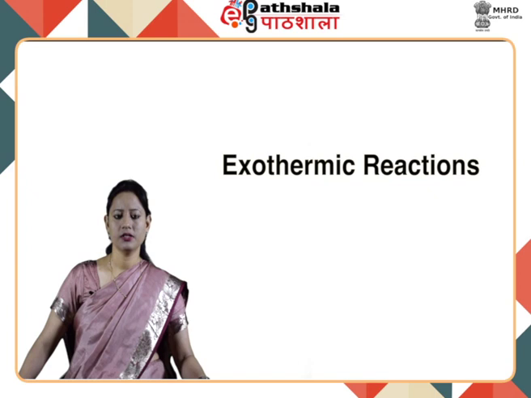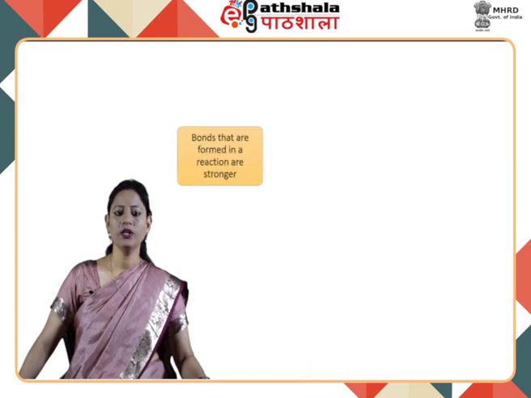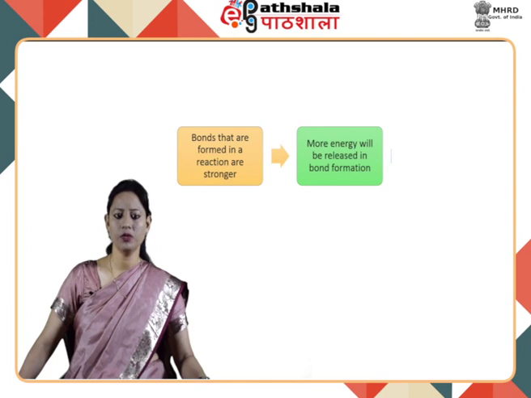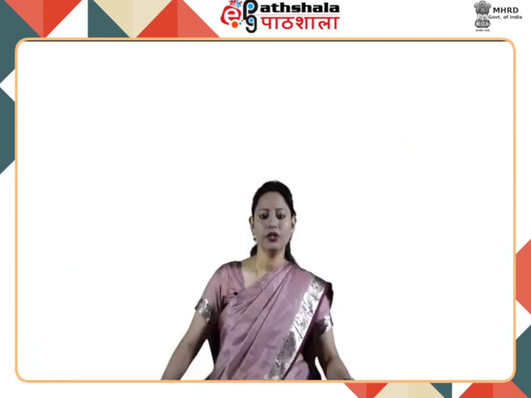Exothermic reactions. If the bonds that are formed in a reaction are stronger than the bonds that are broken, more energy will be released as a result of bond formation than will be consumed in the bond breaking process, and delta H will be negative. Therefore, an exothermic reaction is a reaction with a negative delta H.